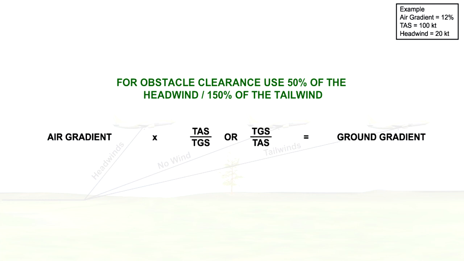Returning to the example then, if the wind rules are applied, only 50% of the headwind should be used, meaning that only 10 knots rather than 20 knots should be used in the calculation of the ground speed. This makes the true ground speed 90 knots instead of 80 knots, and the resulting wind factors are 1.11 and 0.9. Again, because it's a headwind which will make the climb angle larger, the 1.11 wind factor must be used. This makes the ground gradient 13.3%.